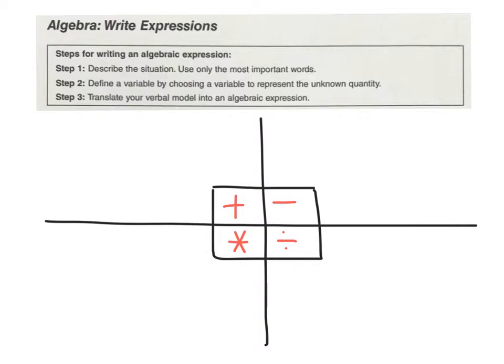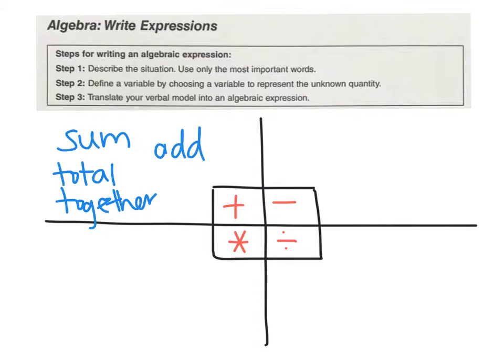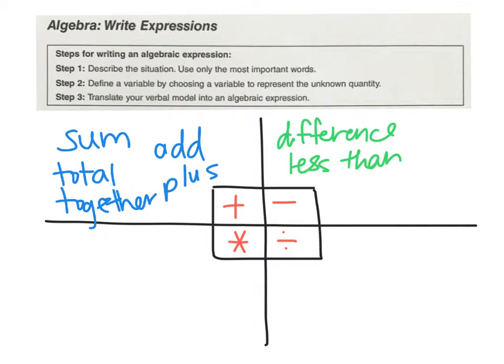So, for example, with the operation of addition, you might see the word sum, you might see the word total, you might see the word together. Sometimes you'll even see the word add. So 6 plus a number, so you might see the word plus as well. With subtraction, you might see the word difference. The word difference means subtraction. You may see less than. You may see fewer than. All of those mean subtraction.